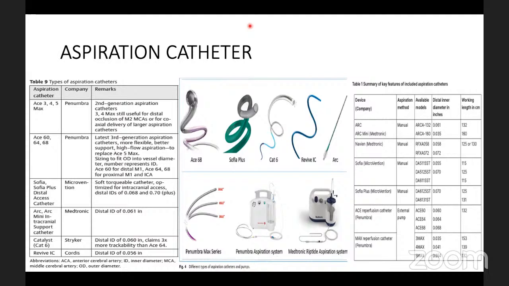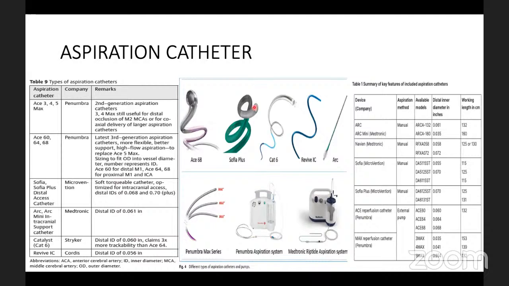Again, on the same platform is the aspiration catheter. The aspiration catheter and the distal access catheter are nearly on the same platform. The difference is in the size. The aspiration catheter is large, the bore is large because it needs to engage the clot. Also when we do an aspiration, the force can be transmitted if the bore is large, and it is longer because it has to go more distally. So ACE 68, Sofia Plus, CAT6, React, these are the most common aspiration catheters that we use.